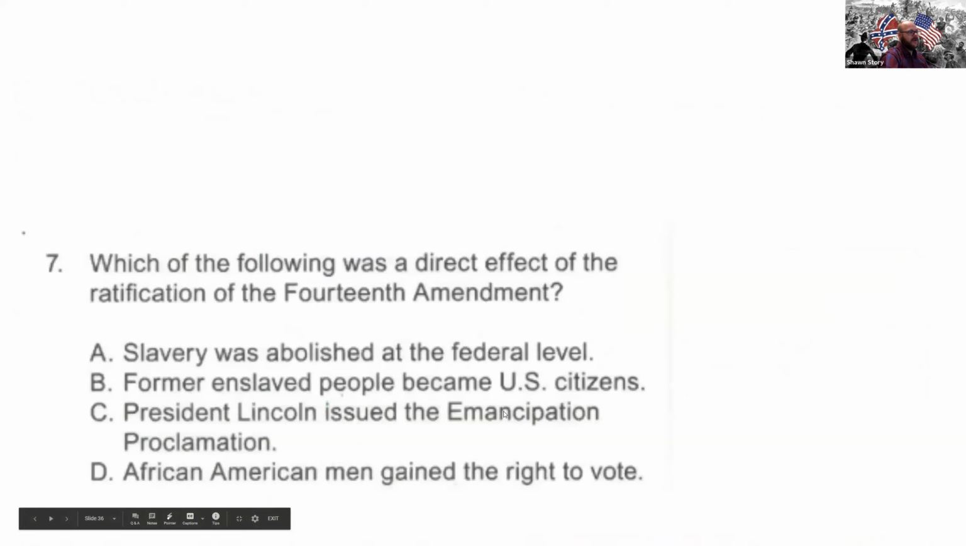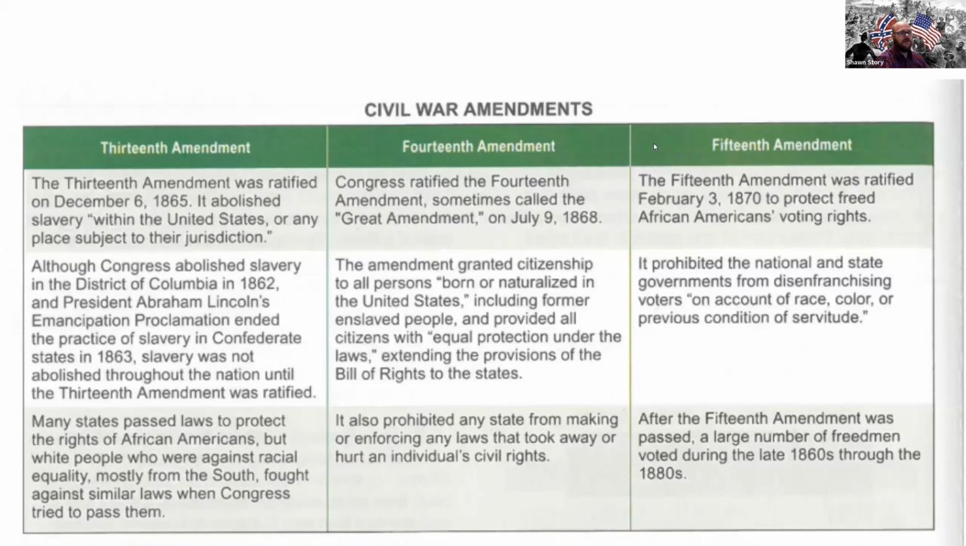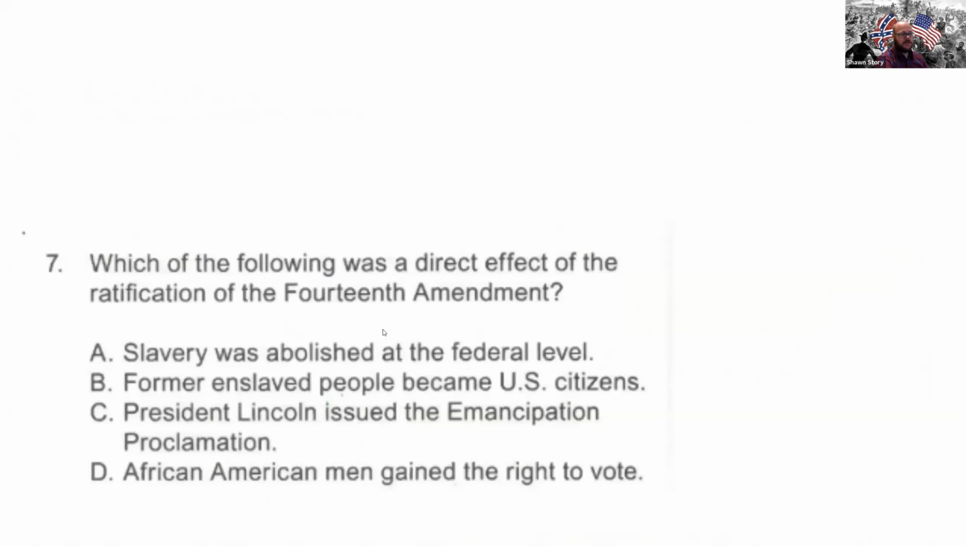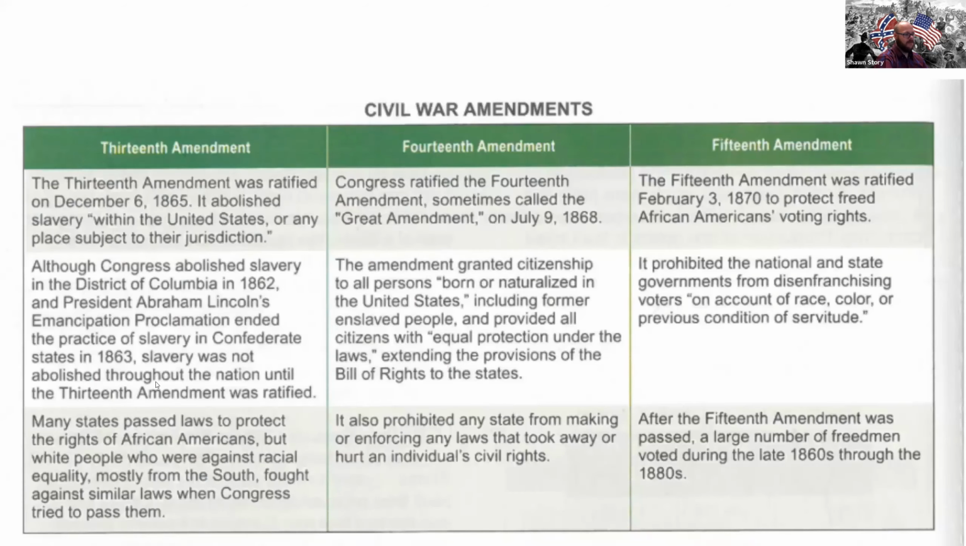All right, let's look at our first question. Which of the following was the direct effect of the ratification of the 14th Amendment? 13, 14, 15. 14th, what did it do? Slavery was abolished. Former enslaved people became U.S. citizens. President Lincoln issued the Emancipation Proclamation, or African American men gained the right to vote. The correct answer is B. Former enslaved people became U.S. citizens. Right there. Granted citizenship, 14th Amendment.